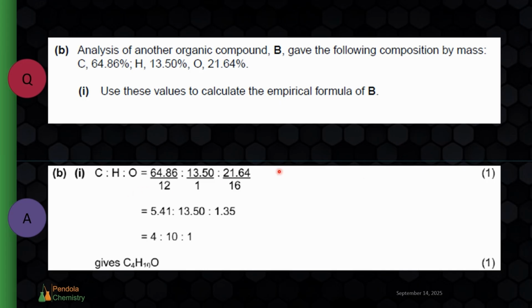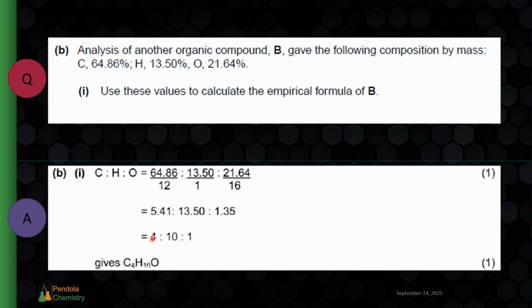We get 1 point for the actual math. So here we see that we get 1 point for the math of dividing each one of the percentages, which we convert to grams, by the molar masses to get the moles, and then doing that mole ratio, so it equates to 4 to 10 to 1. So we have 1 point for the work, 1 point for the answer, which is C4H10O.